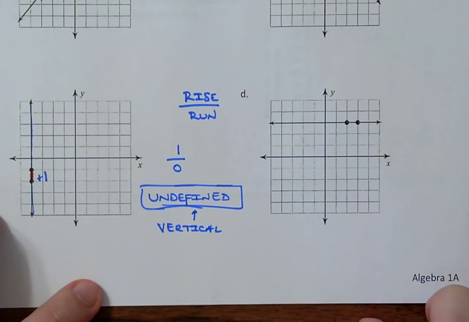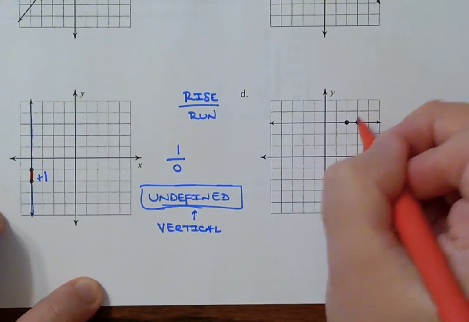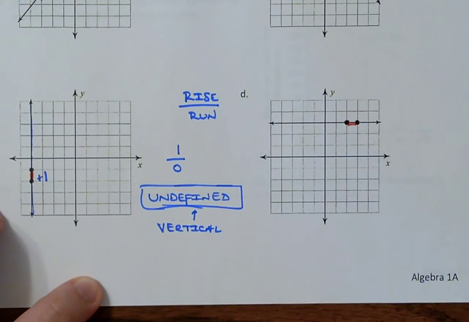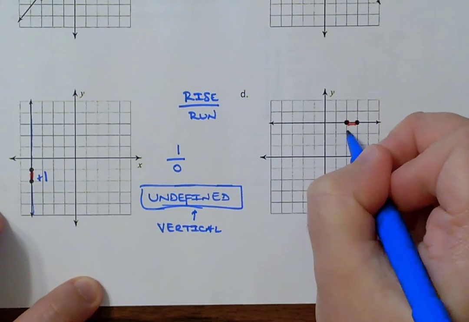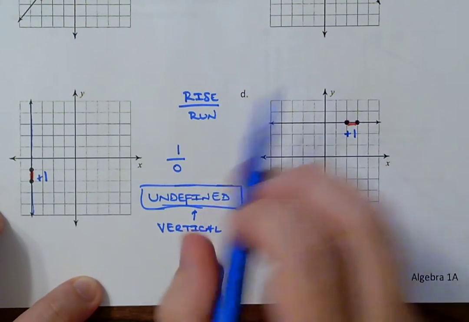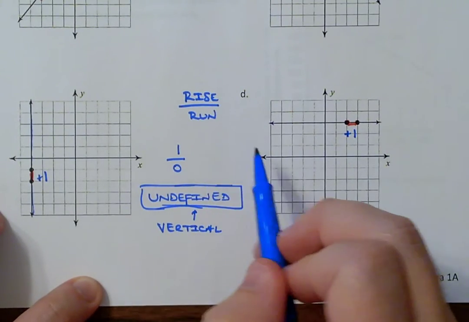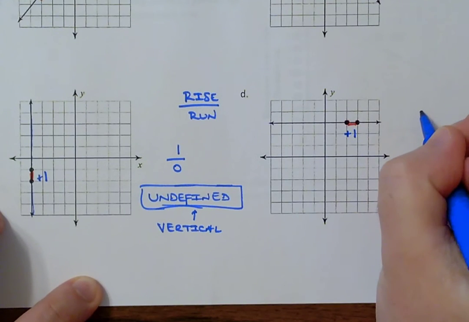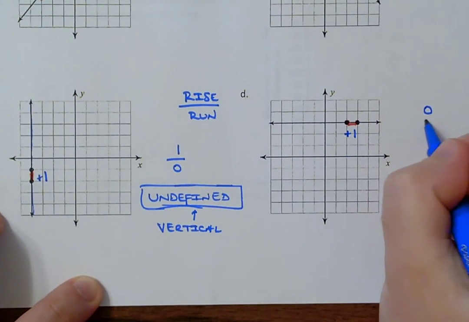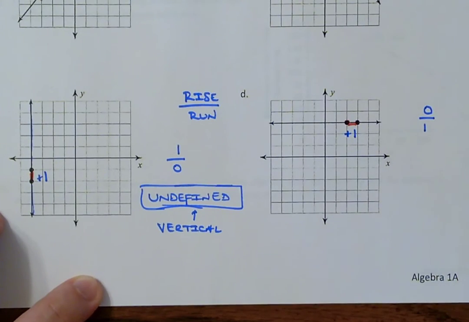Now, if we look at D, a different situation arises. I go from here to here, and all I do is go to the right 1, so plus 1. I don't go up or down at all. So if we're using rise over run, that's going to be a 0, and I go to the right 1. That means my run is 1. So it's 0 over 1.